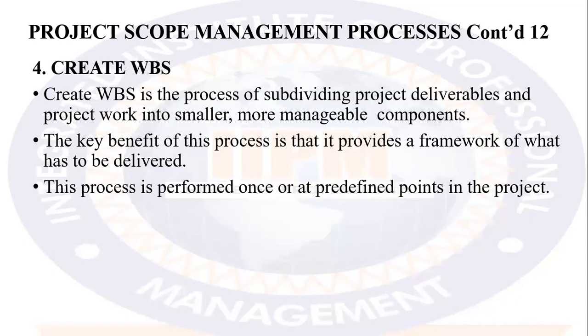The next process is what we call the work breakdown structure. The work breakdown structure is the process of subdividing project deliverables and project work into smaller, more manageable components. The key benefit of this process is that it provides a framework of what has to be delivered. This process is performed once or at predefined points in the project.